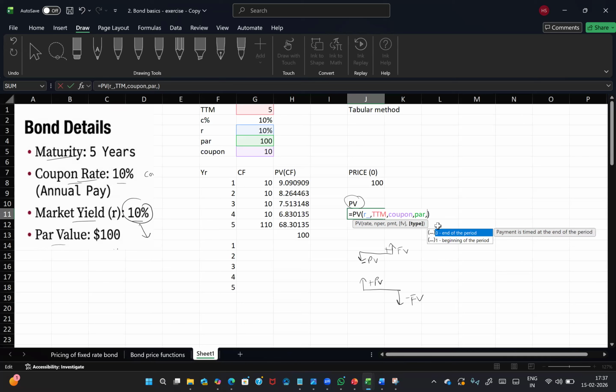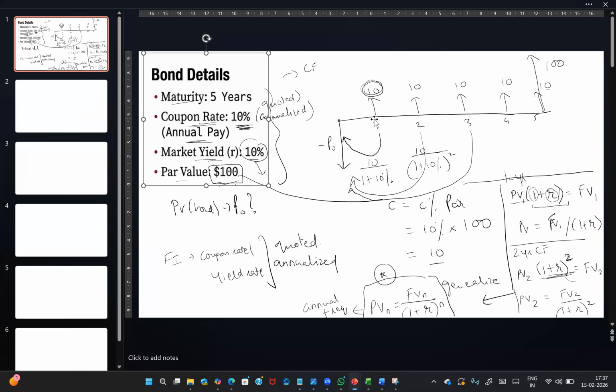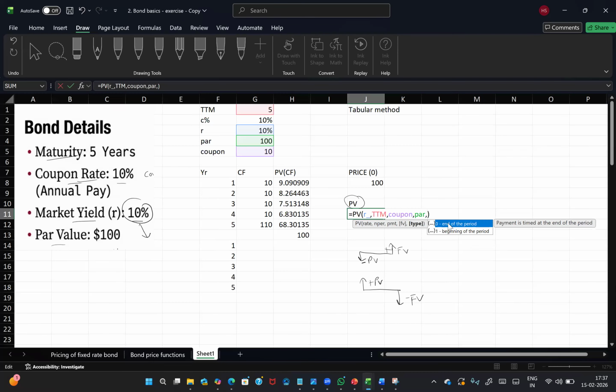What is this type? Type means what kind of cash flows these are. Are these end of period or beginning of period cash flows? Generally, we consider cash flows at the end, because if you clearly see the cash flow diagram here, can I say the coupon payment is received at the end of year one, not at the beginning of year one? These constant cash flows are always towards the end. So by default, if you don't put the type, it takes 0, which is the end of the period. If you want beginning, then you have to explicitly give 1. If you leave it blank, it will take it as 0.